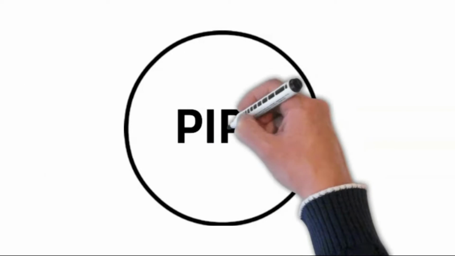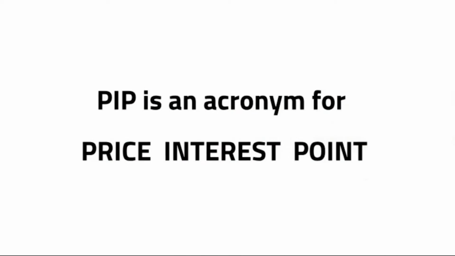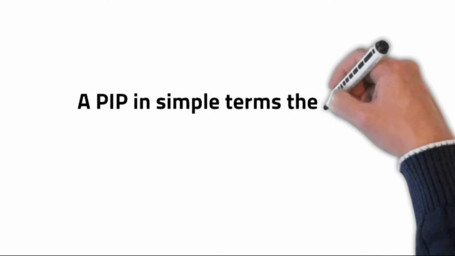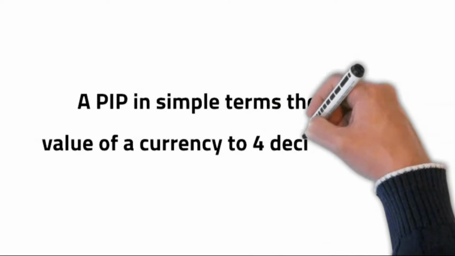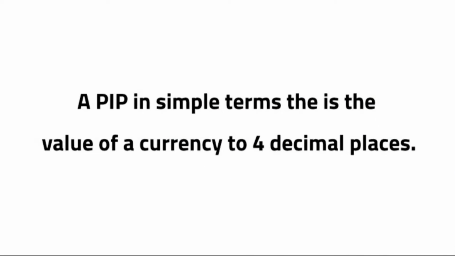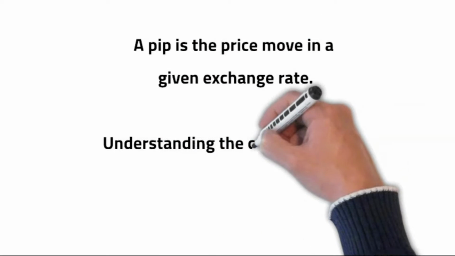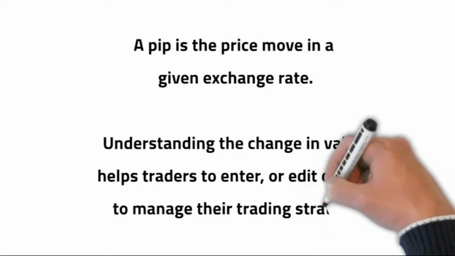Let's start with pips. You might be asking, what is a pip? Pip is an acronym for price interest point. A pip in simple terms is the value of a currency to 4 decimal places. Don't worry if that did not make sense straight away, as I am now going to explain in full details. A pip is the price move in a given exchange rate. Understanding the change in value helps traders to enter or edit orders to manage their trading strategy.